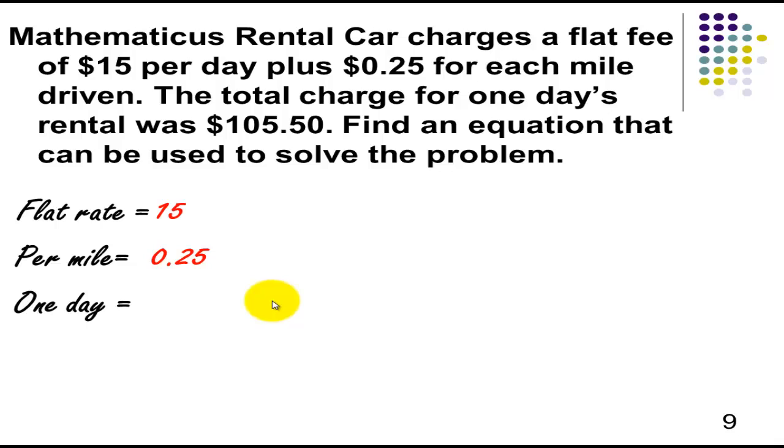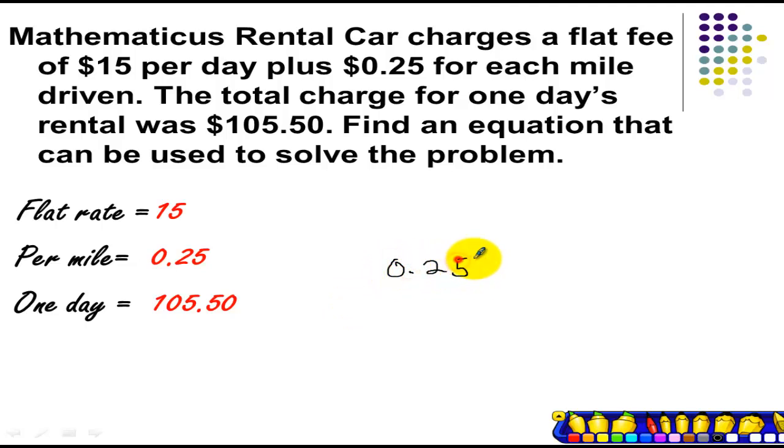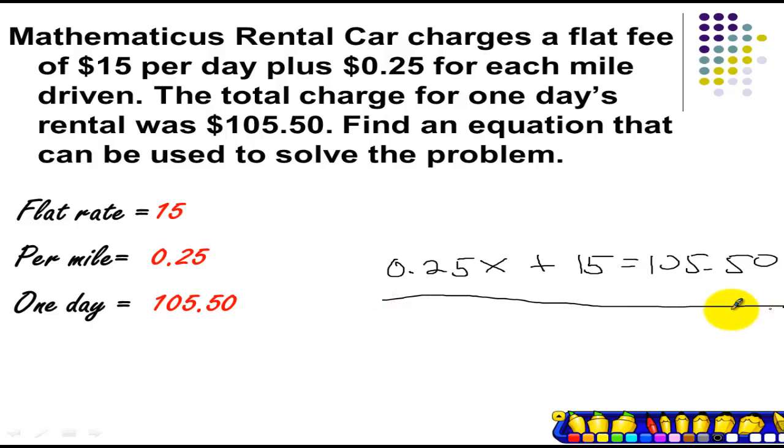Now, for one day, the total charge will be $105.50. So we can find the equation by 0.25 per mile, which can be represented by 0.25x, plus the flat rate of $15, equal to 105.50. And this will be our equation.